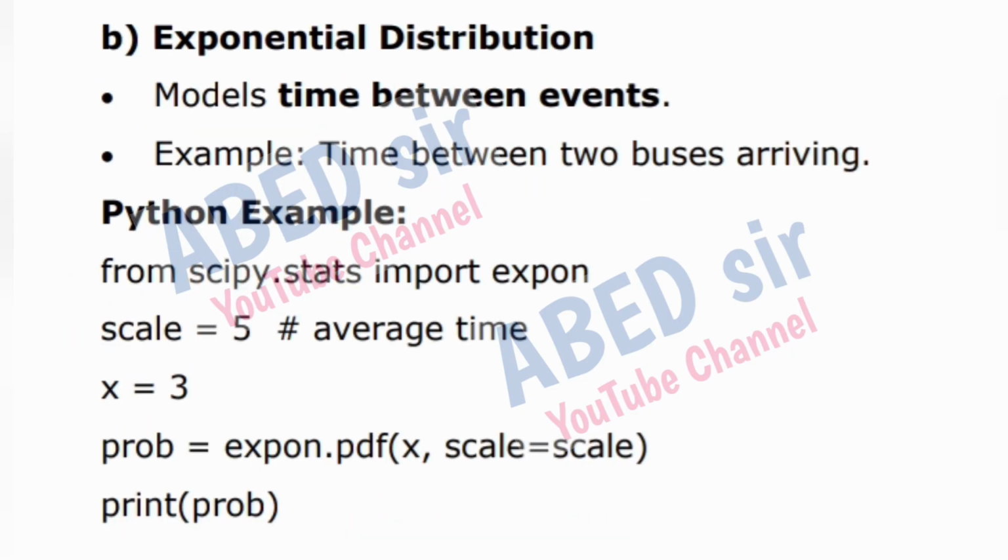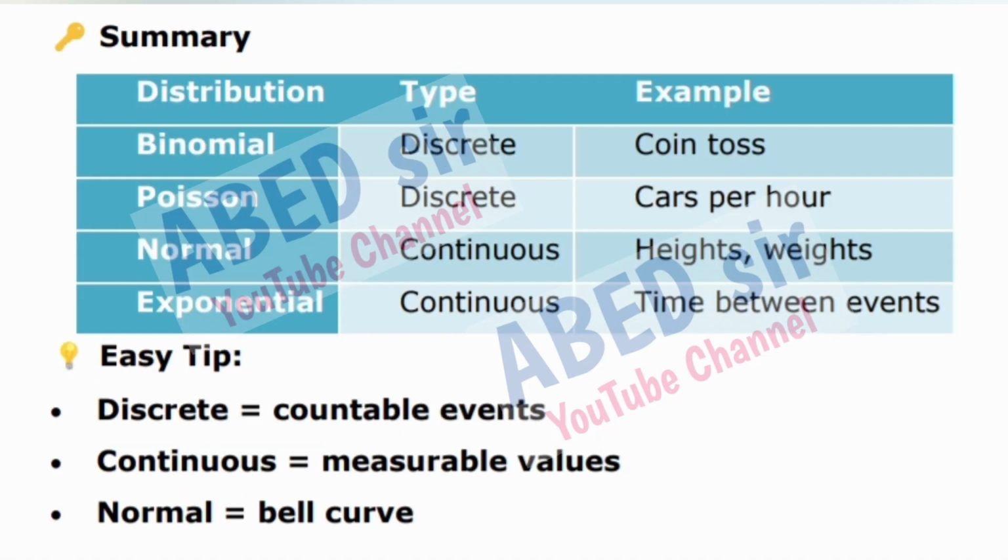B. Exponential distribution. Models time between events. Example, time between two buses arriving. Python example. from scipy.stats import expon. scale = 5 # average time. x = 3. prob = expon.pdf(x, scale=scale). print(prob).